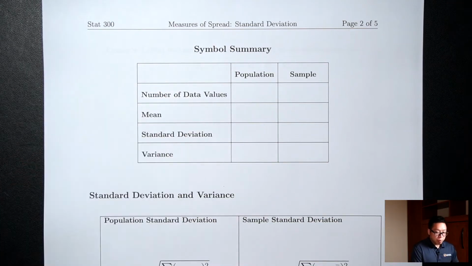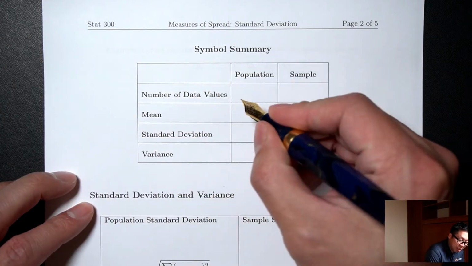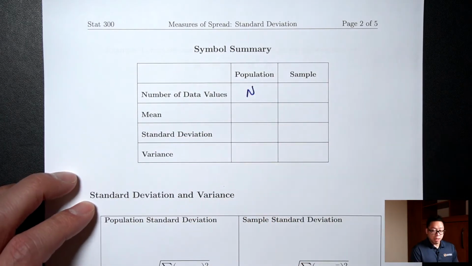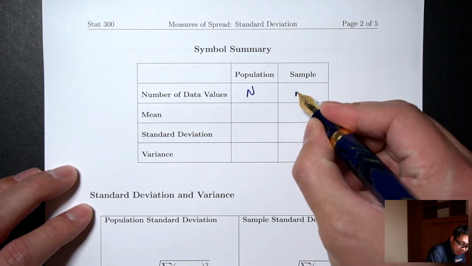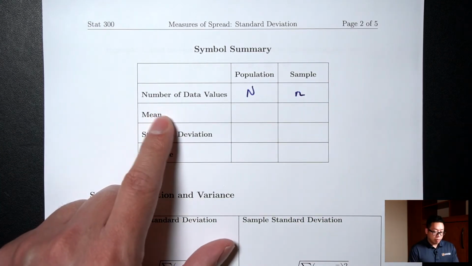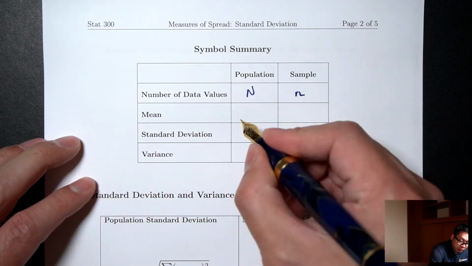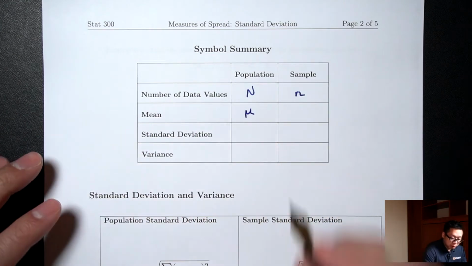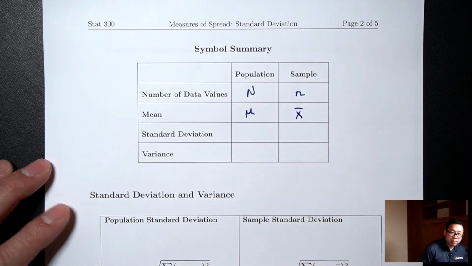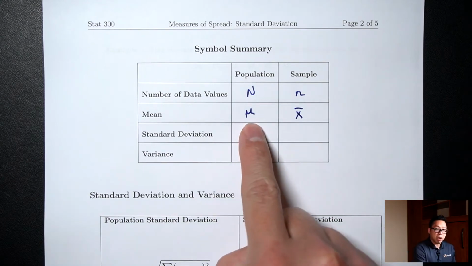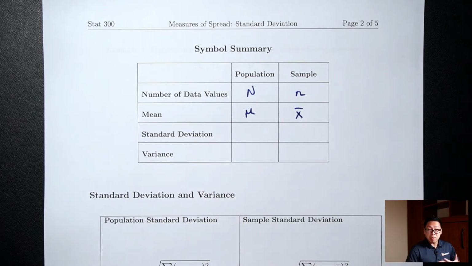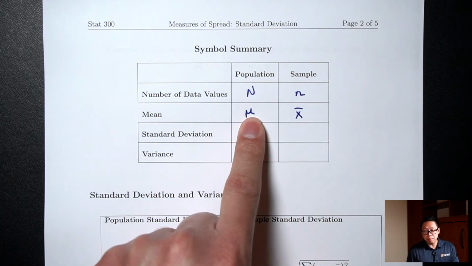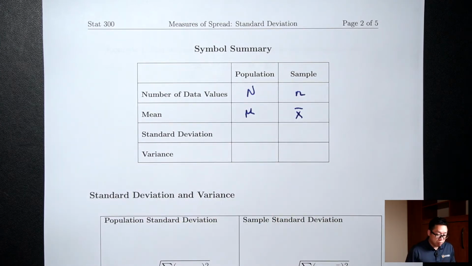Number of data values. If we're talking about the population, it'll be a capital N. If we're talking about a sample, it's a lowercase n. The mean. If we're talking about a population, the symbol is mu. That's a Greek letter mu. If we're talking about a sample, it's x bar. So in other words, if you were able to calculate the mean or the average from data that you got from everybody, you would use this symbol. If you got the mean from just a sample, you use this symbol. Okay? The way you calculate, exactly the same, the symbol is different.